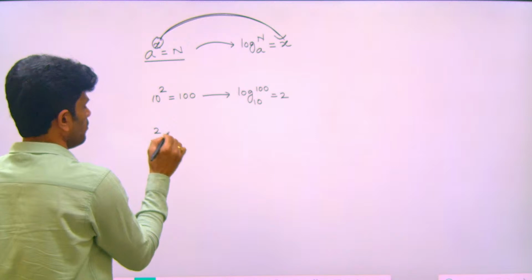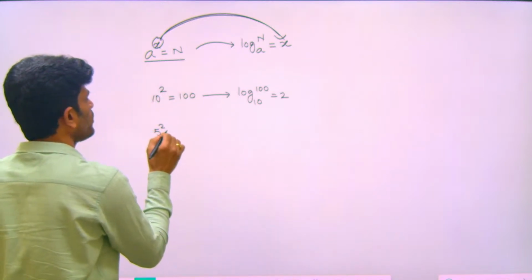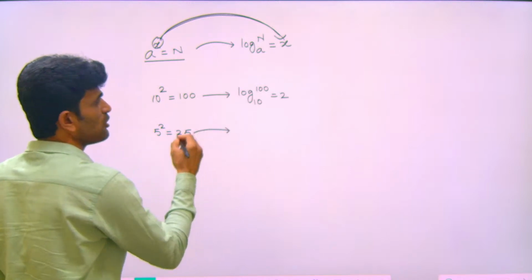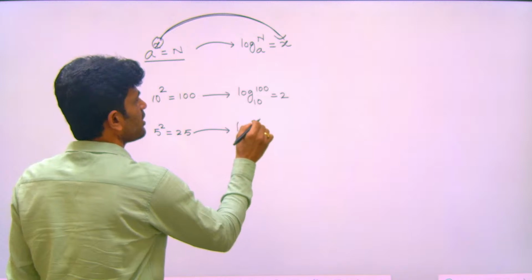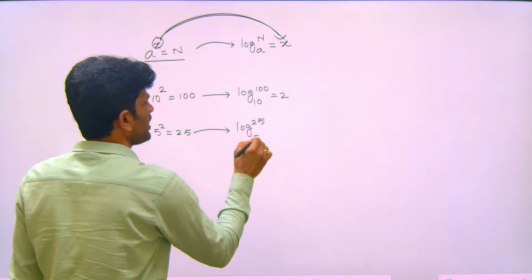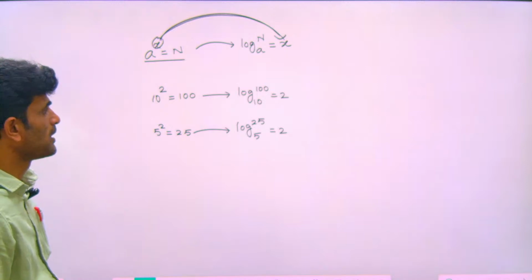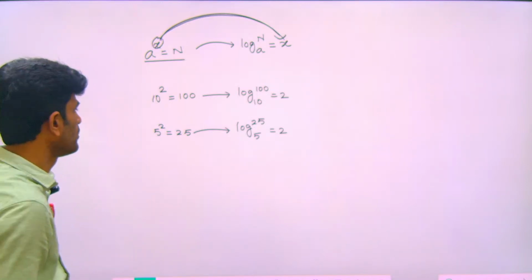We know 5 to the power of 2 is equal to 25 is exponential form. Write in logarithmic form, what is it? Log 25 to the base 5 is equal to 2. So 5 should be raised 2 times to get 25.